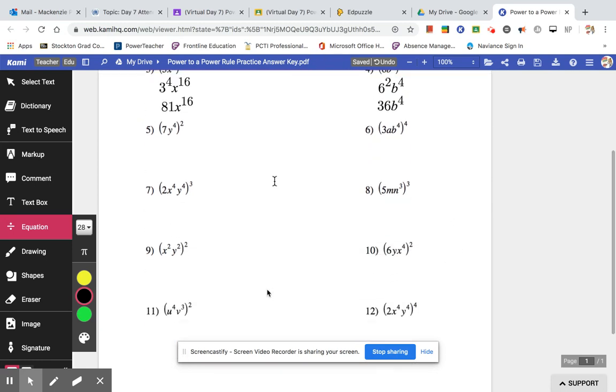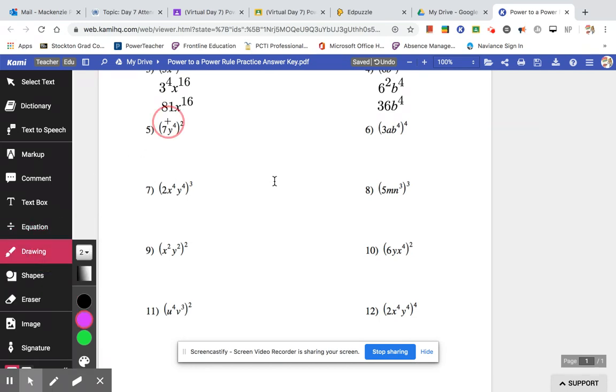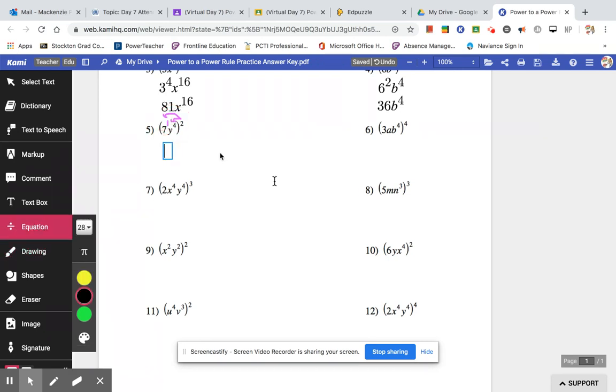All right, so if we take a look at number 5, again, at this point, we should be comfortable putting this 1 here. But if you're not, make sure that on all of them you go back and do that. And then we're multiplying the 2 by both of those exponents inside the parentheses. So we keep the 7. 2 times 1 is 2. And then we keep the y. 2 times 4 is 8. And then, again, just simplify by doing 7 squared. 7 times 7 is 49, y to the 8th.